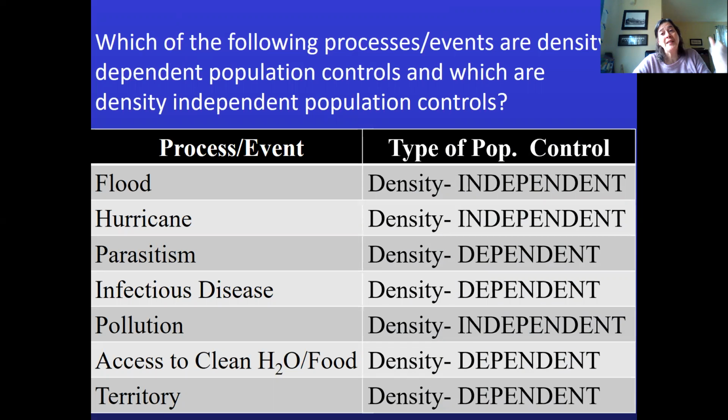Parasites are going to be more density dependent because they're more easily spread when you have a dense population. Same thing with infectious diseases like the coronavirus. We saw it hit cities first and it didn't get to the rural areas till a lot later. They think that was a lot dependent on the density of the population. Pollution, density independent. Clean access to food and water, density dependent, because the more population you have, the more those resources might become limiting. And then territory, density dependent. The more population you have, the less territory there is to share.